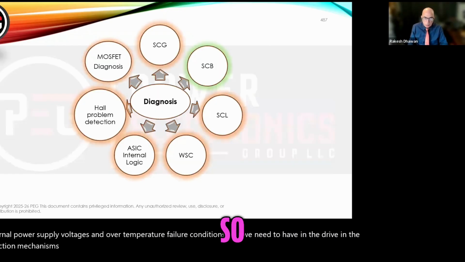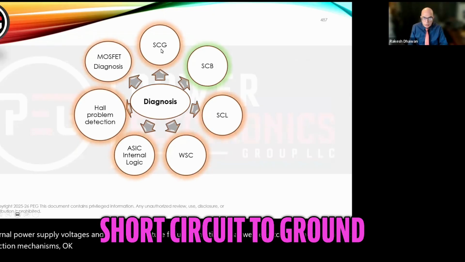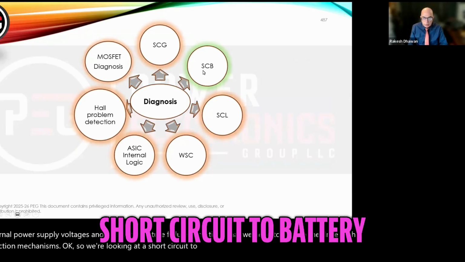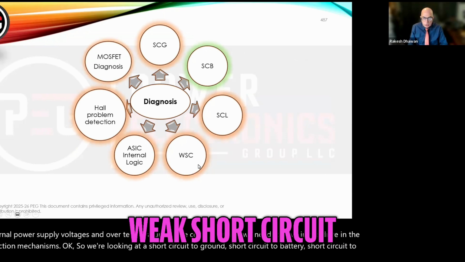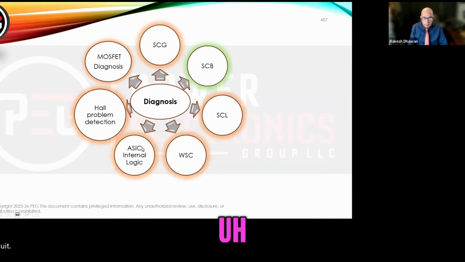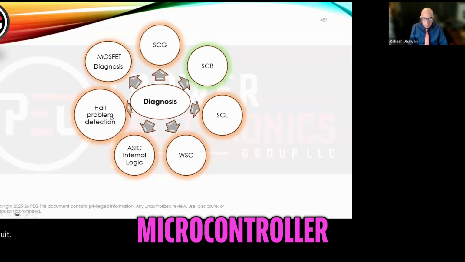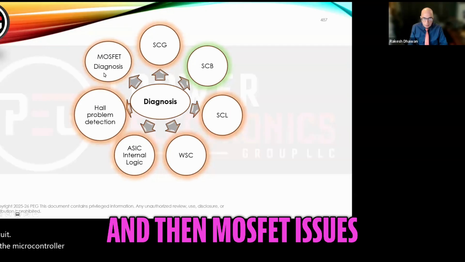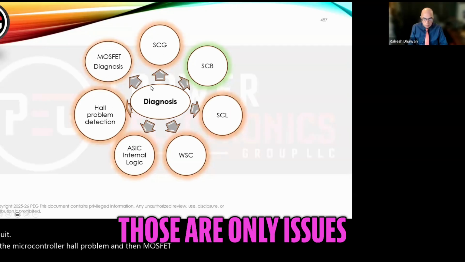Okay. So we're looking at a short circuit to ground, short circuit to battery, short circuit to line, weak short circuit in the microcontroller, Hall problem, and then MOSFET issues. Those are some of the issues we're going to discuss here.